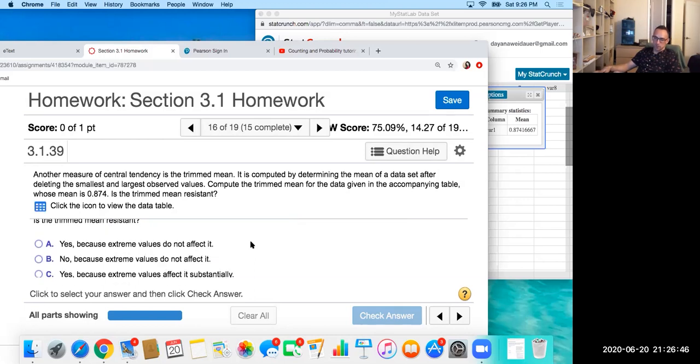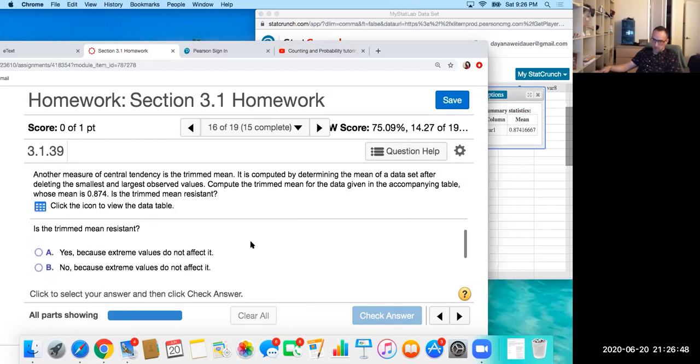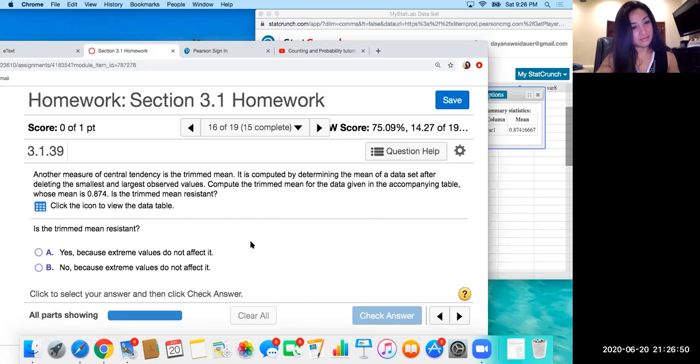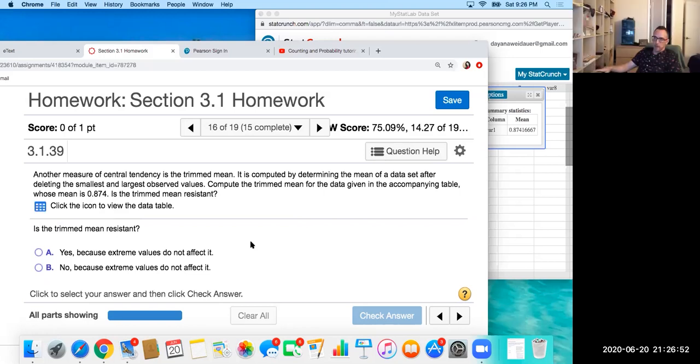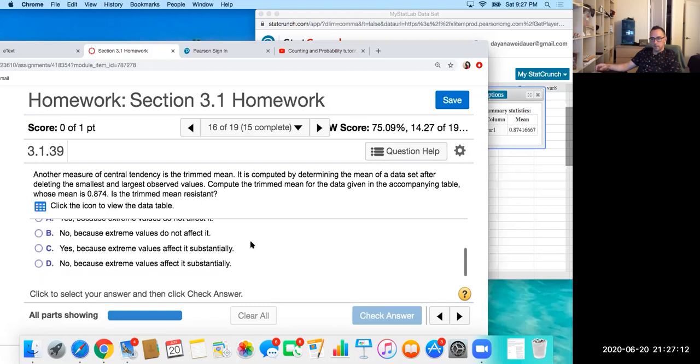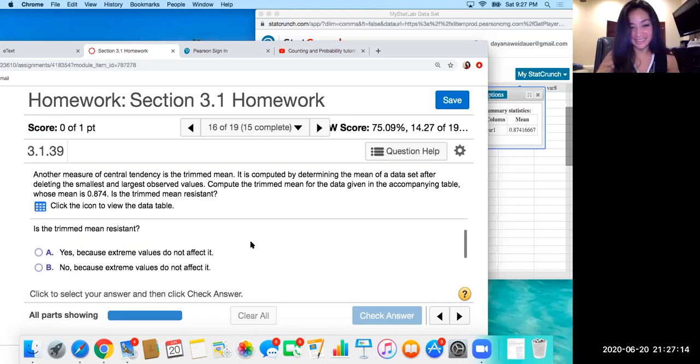Now it says, is the trimmed mean resistant? What does it mean by resistance? Resistant means that it's unaffected by outliers. It's a tough one. I would probably say yes, because extreme values affect it. Hold on, this is tough. Is this the same one you're teaching, right? Yeah.